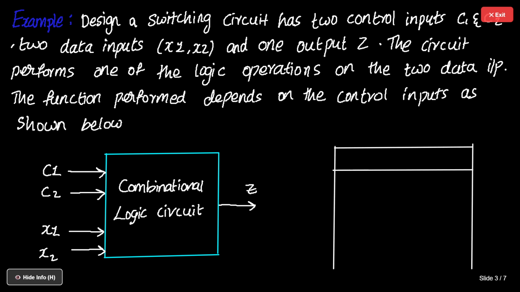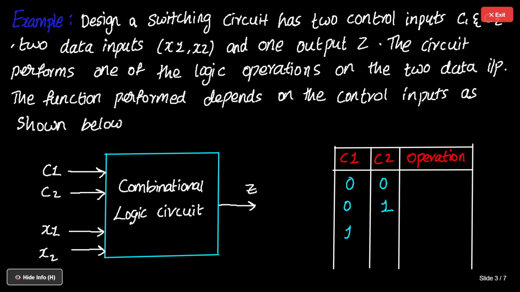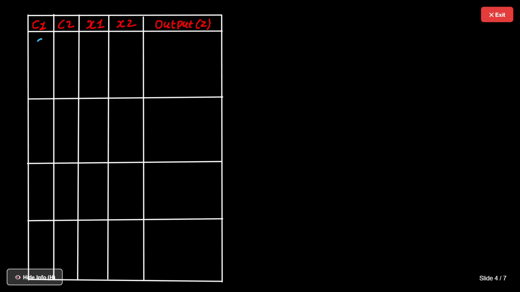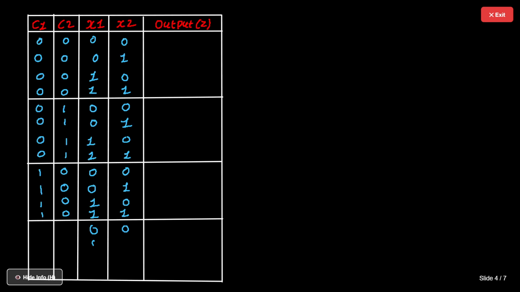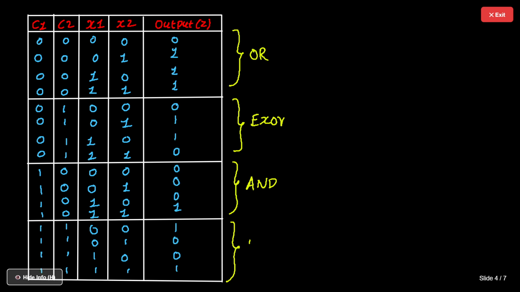From the example question, we can define the truth table as follows. For C1 and C2 as 0 and 0, the OR operation should be performed. On 0 and 1, it should perform XOR, for 1 and 0, it should perform the AND operation, and for 1 and 1, the equality operation is to be performed. This is how we can realize a complete truth table for 4 inputs.